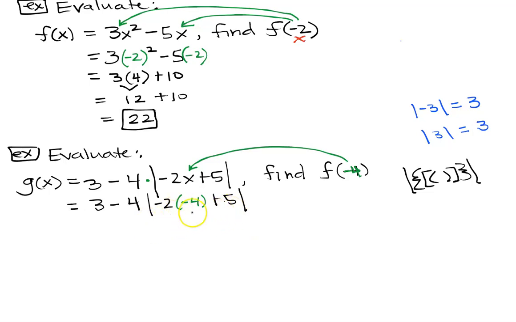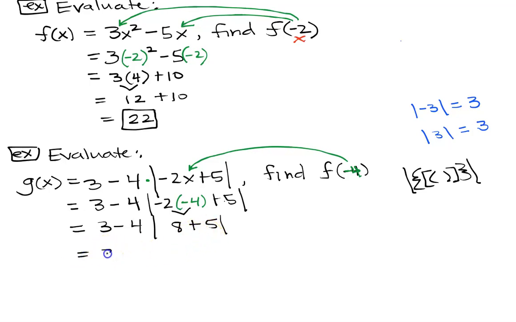So we want to simplify what's inside there first. So let's do that. That means this first part's just going to stay the same. So let's keep that 3 minus 4 out there. Absolute value, well, we need to do our multiplication here first. -2 times -4 is +8, all right, plus 5. And that gives us 13, and the absolute value of 13 is still 13.